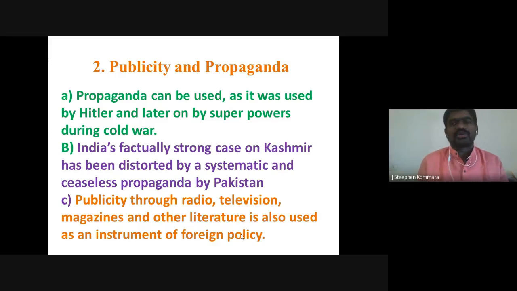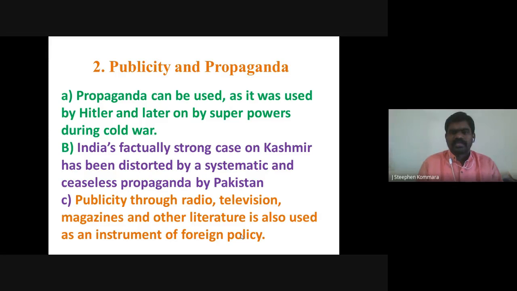In that position also, they propagated the issues, with systematic falsification of true positions and the establishment of suitable ones. So India's factually strong case on Kashmir has been distorted by systematic and ceaseless propaganda by Pakistan.